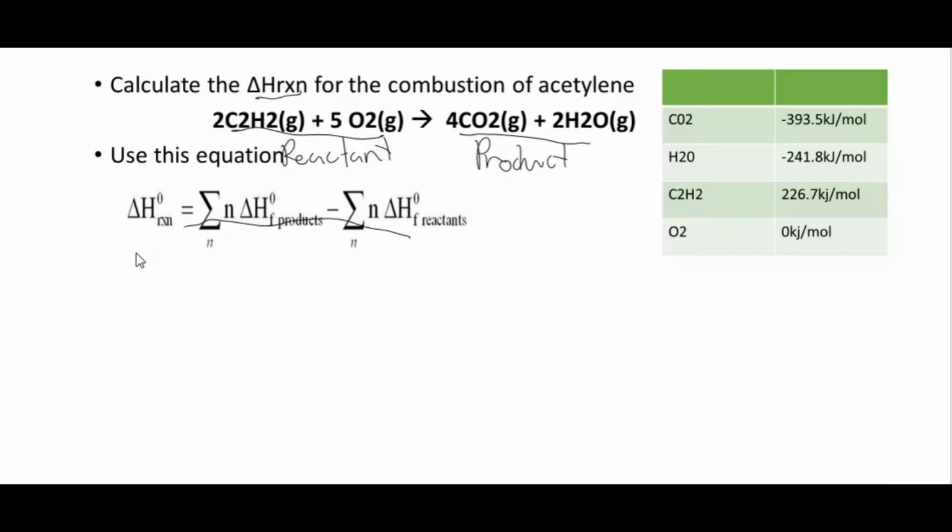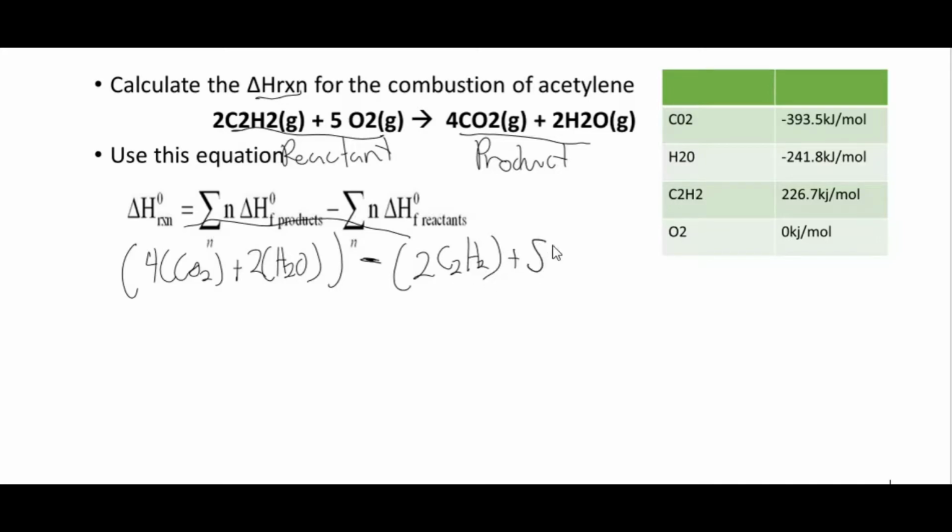Now, let us set up the equation. So, for CO2 plus 2 H2O there, minus 2 acetylene, C2H2, here plus 5 times oxygen. Don't forget to put parentheses so you won't get confused later on.